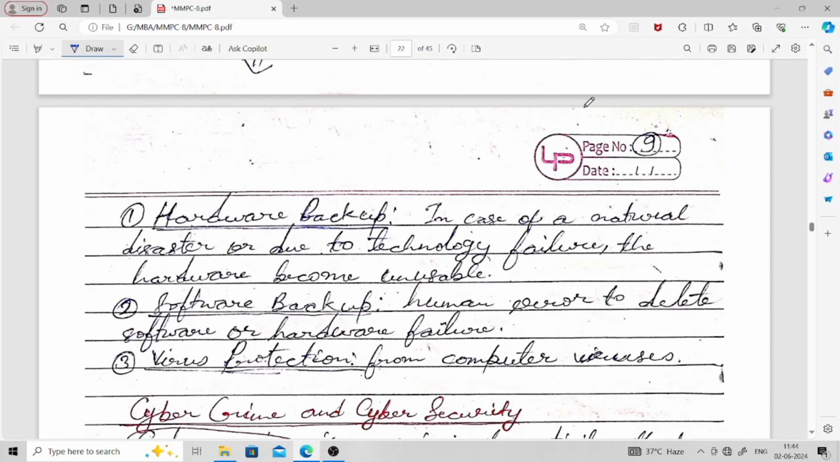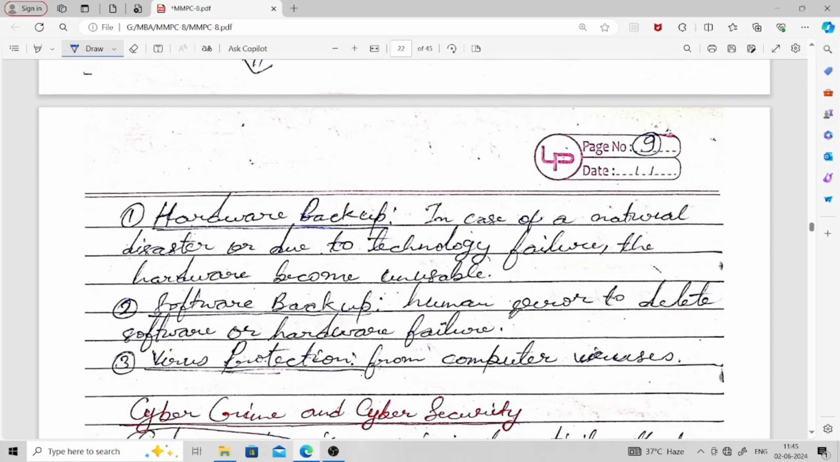In case of natural disasters or technology failure, the hardware becomes unusable. So that's why we need to take proper precautions when we use different kinds of computer hardware. Then the second one is the software backup. There is always the possibility of human error, so here it is given: human error may delete software, or cause hardware failure.